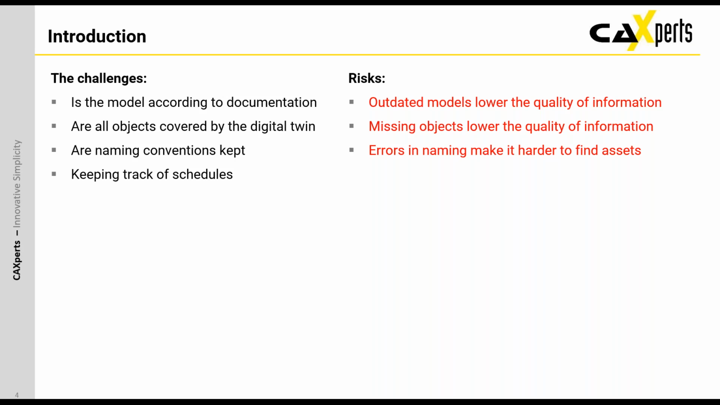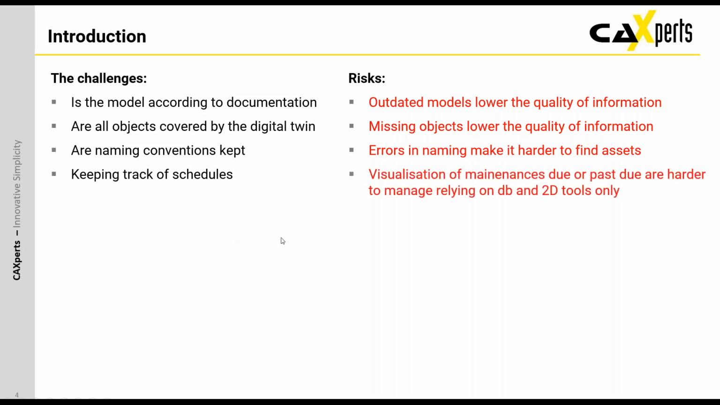Are naming conventions kept? Well, errors in naming make it hard to find certain assets and objects, and thus navigating through our digital twin. And then keeping track of schedules. What does this mean in this case? Well, for example, visualization of maintenances due or past due are harder to manage relying just on databases and tools only.